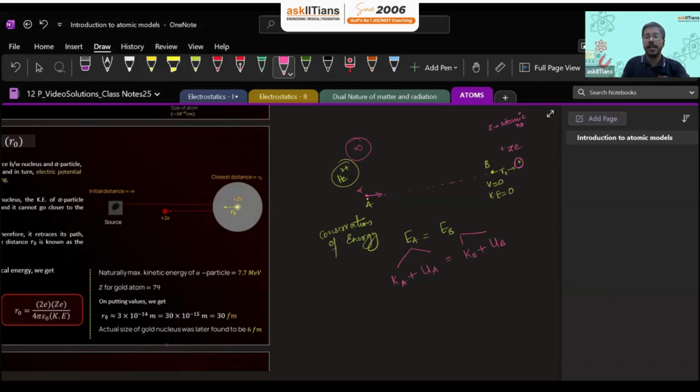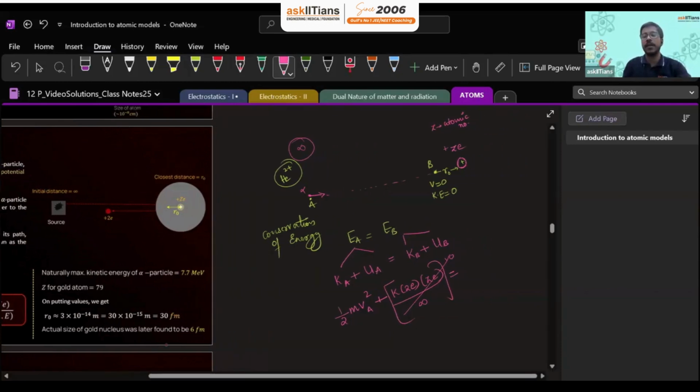So what is the kinetic energy at A? Kinetic energy at A is half m VA square, where VA is the velocity given to the alpha particle at point A. Plus, what is the potential energy? Potential energy is K Q1 Q2 divided by distance. Q1 is the charge of the alpha particle, which is 2 times E, and for the nucleus the charge is Z times E, divided by the distance, that is infinity. So that means this whole term will become zero, because 1 by infinity is zero.